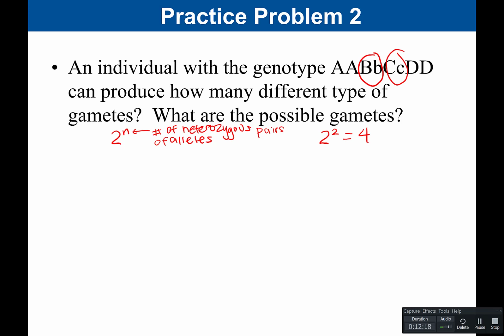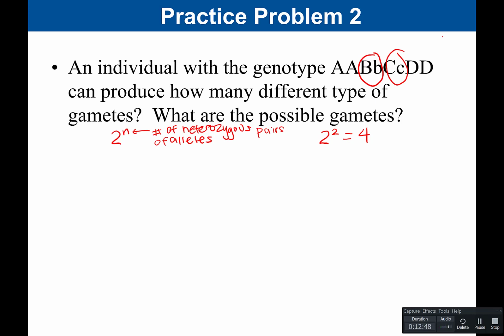Now, if the question asks, what are the different gametes? There is a little trick that you can use to help you figure this out. So this is my method to figure out the gametes. I make these tree diagrams. So when we have these chromosomes, right? A is on one chromosome, B is on another, C is on another, D is on another. They are going to assort independently.